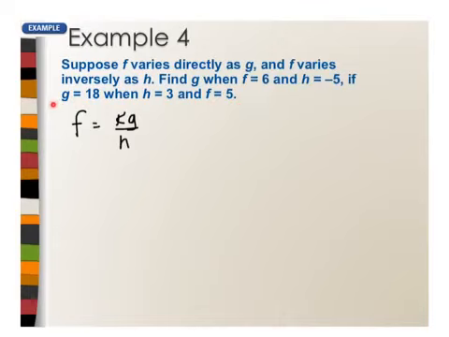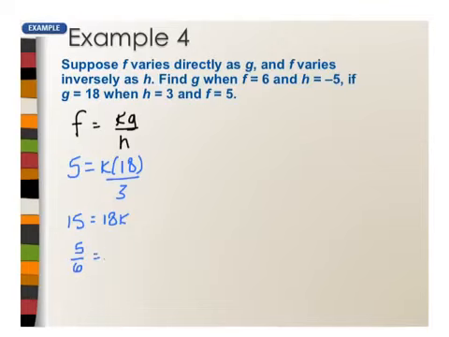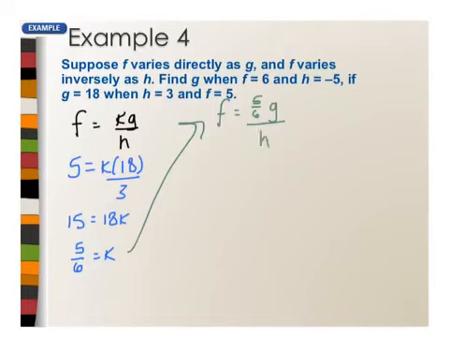So again, the second half of the sentence is what we're going to use to find our constant of variation. So f is 5, k is what we're looking for, g is 18, and h is 3. So when I solve, that's 15 is equal to 18k, divide by 18, and they're both divisible by 3, so that's going to be 5 over 6 is equal to k. So now I know that my relationship is actually, I'm going to write it up here, f equals 5/6 times g divided by h.